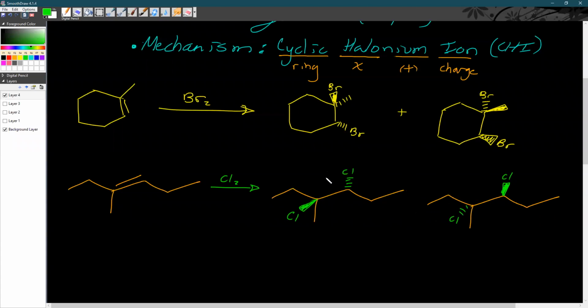Now, sometimes you'll see people would just put this, and what that means is that you draw one product, but then you're showing that there is the stereoisomer that goes as well. Depending on what your teacher allows you to do, some people allow it to happen, some people don't.